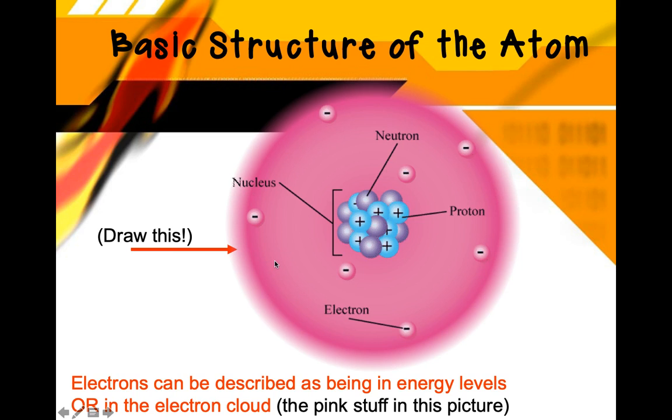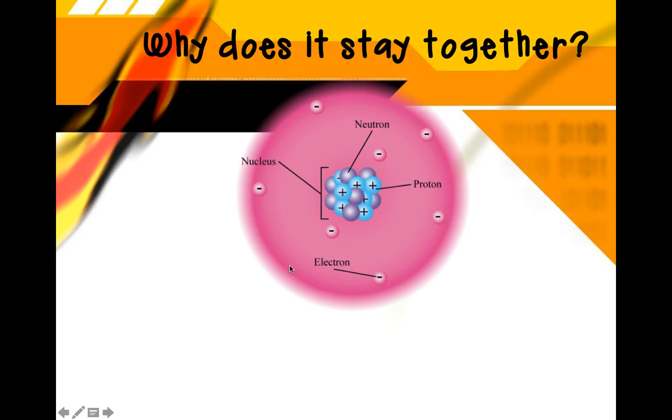the basic structure, what gets interesting is when we start changing this structure. And that's part of what we're going to talk about today. The first thing, though, we need to answer is, why does it stay together? Why do the neutrons and the protons stay here? Why do the electrons stay here? Well, there's two reasons the atom doesn't just fall apart or smash in on itself.